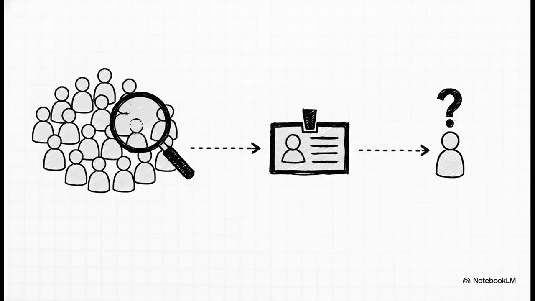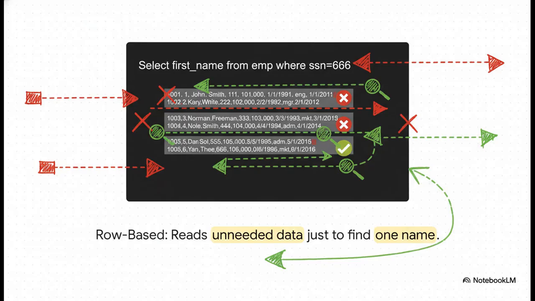Our first test is pretty straightforward. Find the first name of the employee with social security number 666. We're basically searching with one column to get data from another. So the row-based database gets to work. It starts scanning, it reads the first block, full records for John and Carrie, no match. It reads the second block, still no match.